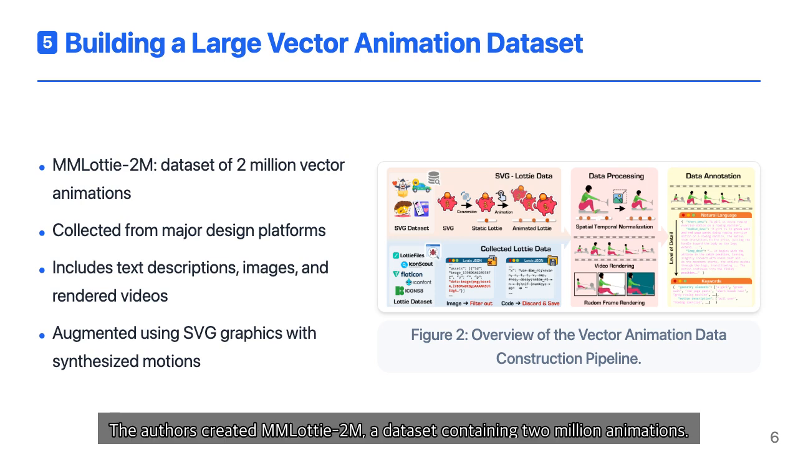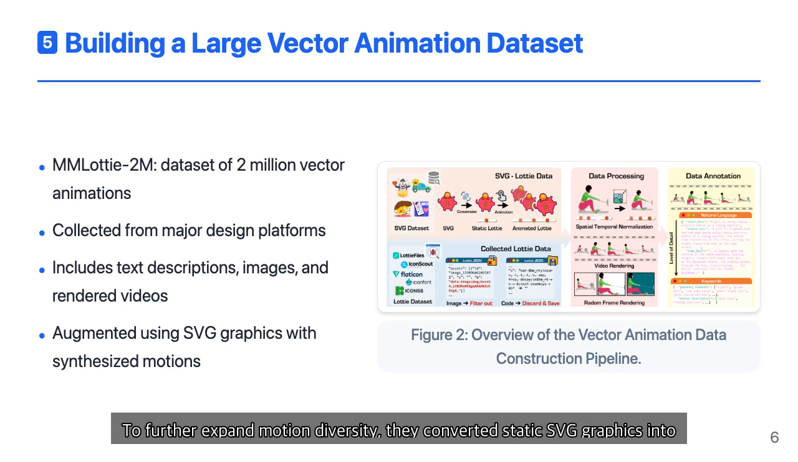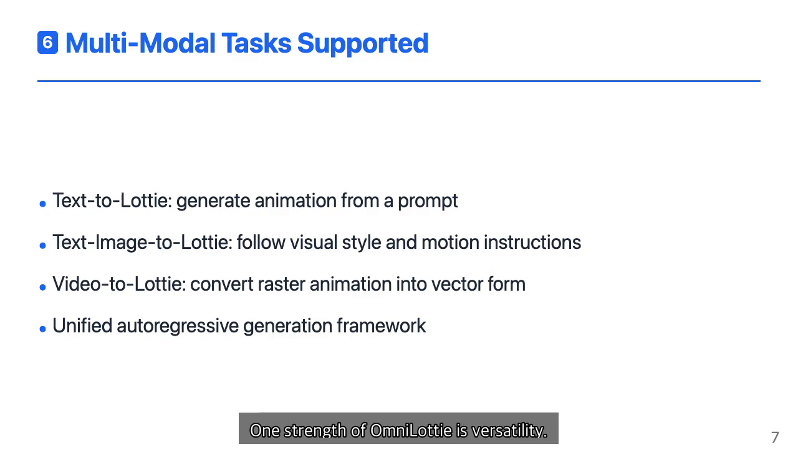Training a model like this requires large amounts of vector animation data. The authors created OmniLottie 2M, a dataset containing 2 million animations. They collected professionally designed Lottie files from multiple platforms, cleaned them, and normalized their formats. To further expand motion diversity, they converted static SVG graphics into animated Lottie files, using motion templates extracted from real animations.